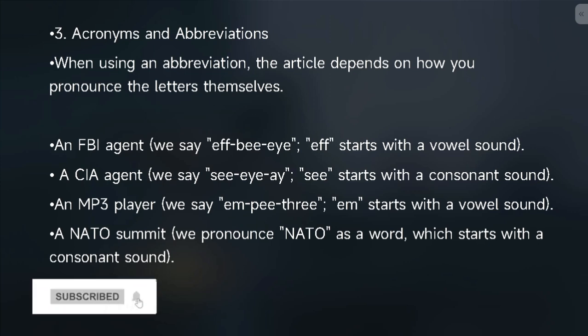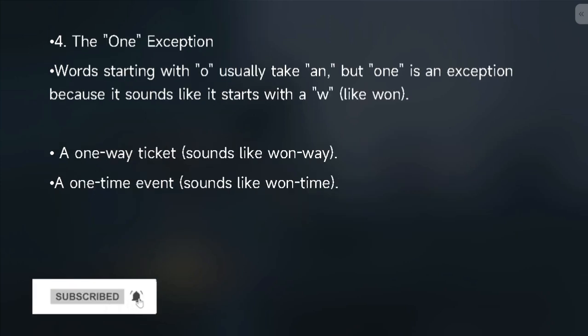Like in the first case, FBI is an "eff" sound. Can you see here, which is mentioned in the bracket. In CIA it is a "see" sound, S-E-E, although it is written with a capital C, I, A, but the sound is like "see". MP3, it is an "em" sound. So if you see here, MP3, M starts with a vowel sound. That's the reason it's an MP3. And here in NATO summit, we pronounce NATO as a word, which starts with a consonant sound, hence it is a NATO. Hope you are clear.